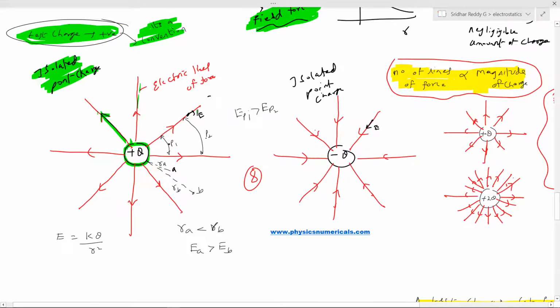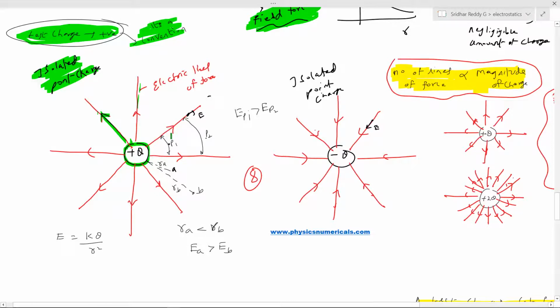Now, what are lines of force? Once again, they are nothing but the direction in which, if I keep a test charge near a point charge, the test charge will experience a force. If I join the locus of all those points, I get a line that is called a line of force. Now for an isolated positive point charge, the lines of force will be radially outward. Are you seeing this? Radially outward.